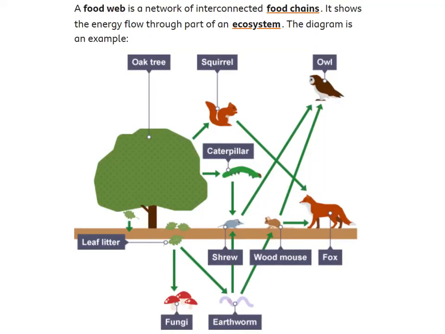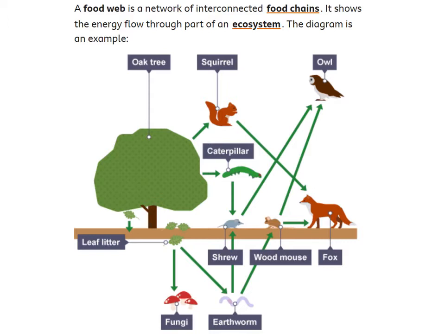Okay, so then I asked you to recall what a food web is. Sometimes the examiner might represent food chains within an interconnected web. And this shows the energy flow through part of an ecosystem, giving you more information about the food chains within it. So this is an example from a GCSE textbook.